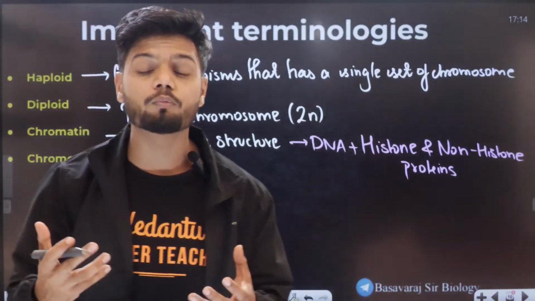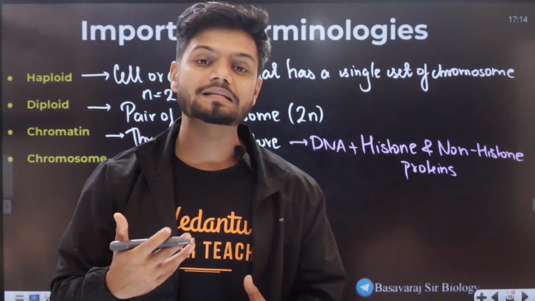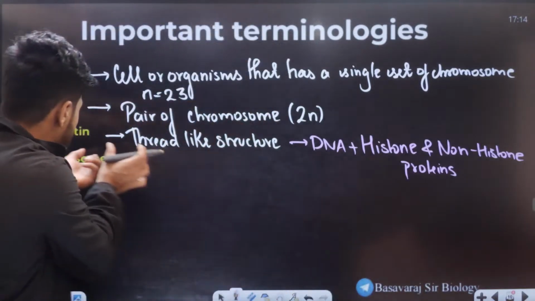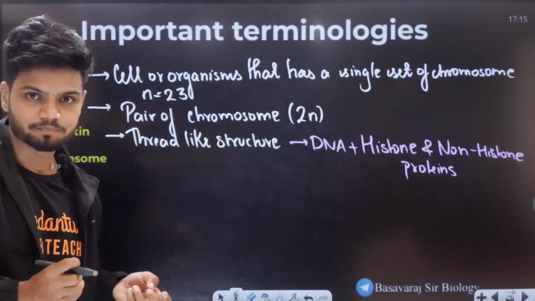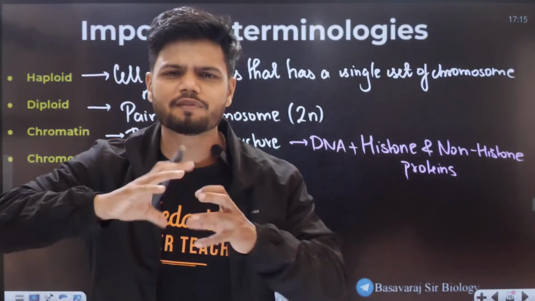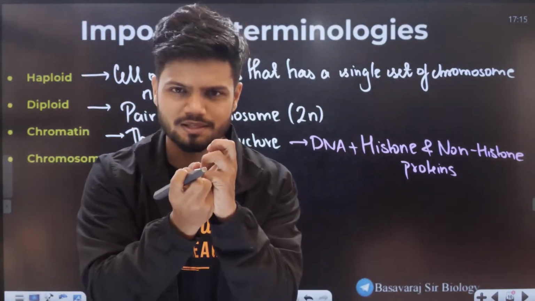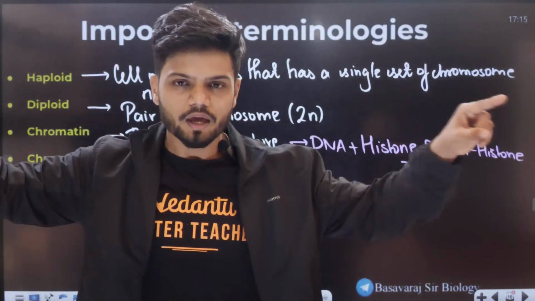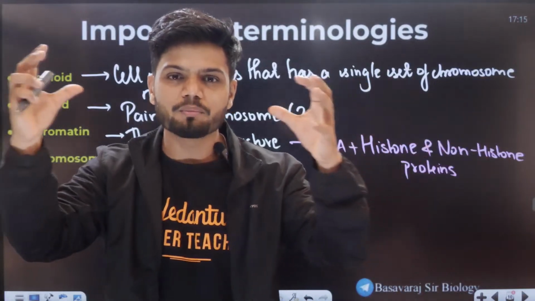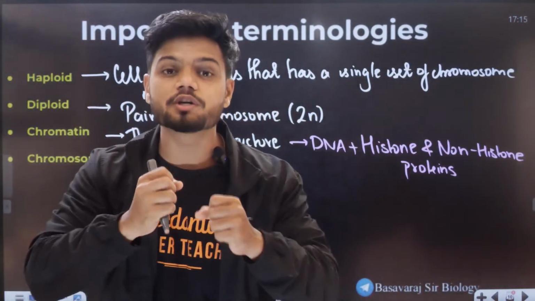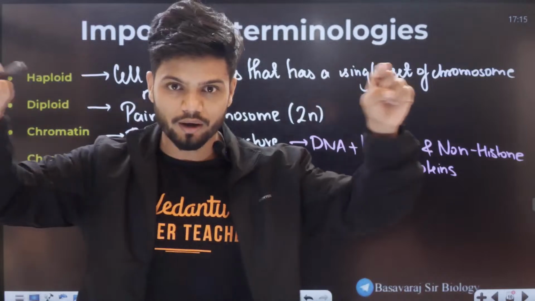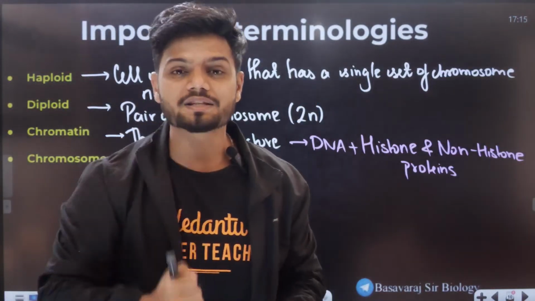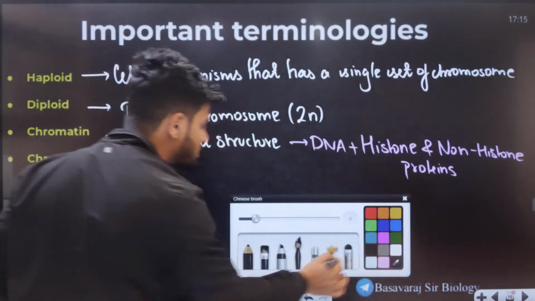Now, what is a chromosome? A chromosome is a structure which has the DNA. That is, this chromatin, the thread-like structure, will completely condense. For example, imagine there's a long thread. If you take this long thread and make it into a ball and give it a shape, that is a chromosome. That is condensed chromatin.